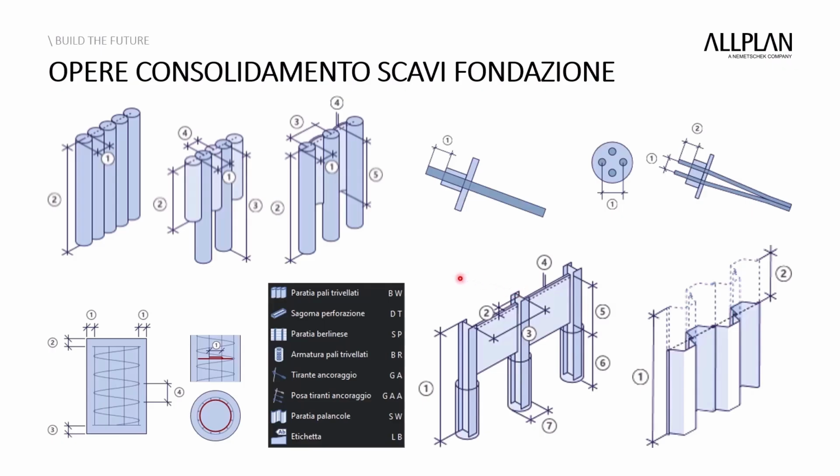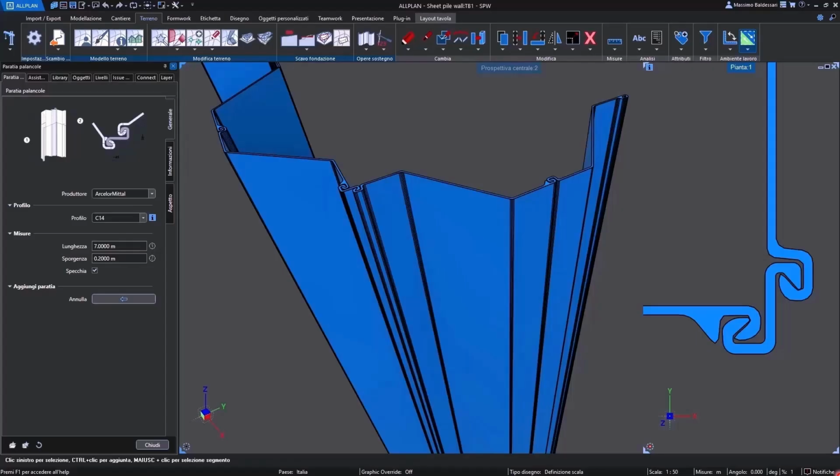For each of these, a whole series of improvements have been introduced. For example, regarding the numbering of anchoring tie rods, we now have a range of automated procedures. For Berlin-type retaining walls, we have introduced the ability to manage multiple layers for the infill panels, and in my opinion, the main improvements concern the sheet pile walls. But let's try to see everything directly within Allplan.